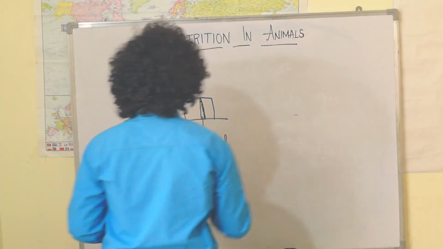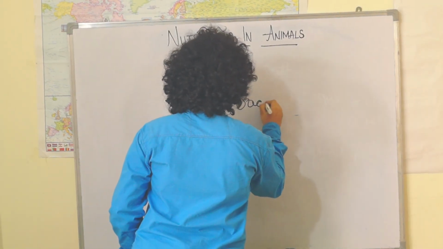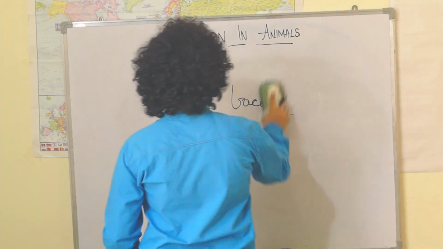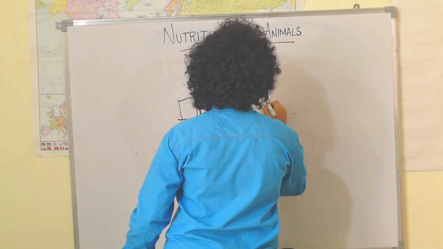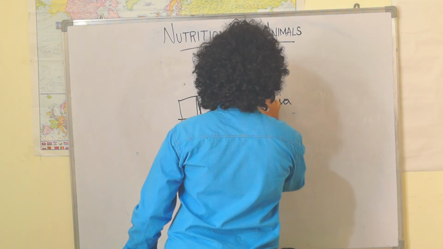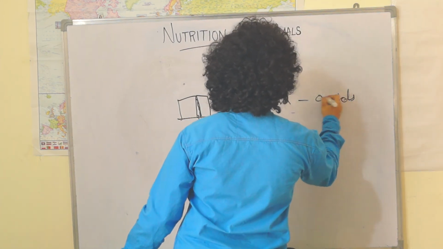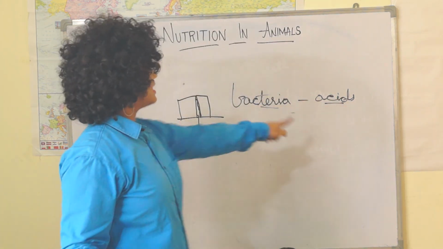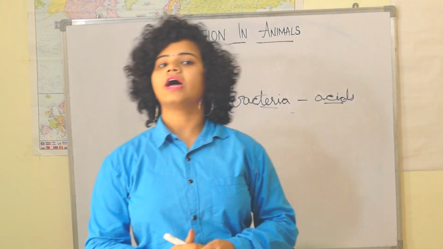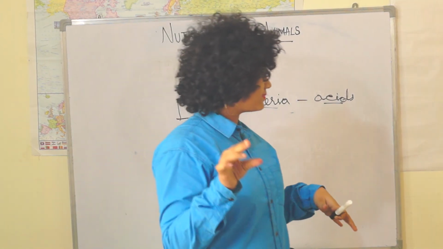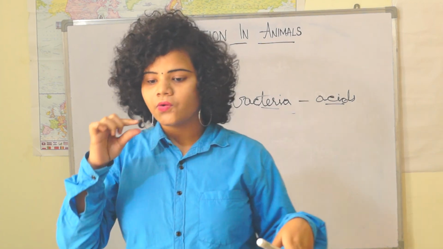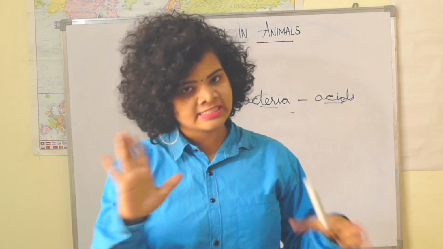this bacteria releases some acids. These acids help to decay your tooth. These acids somehow break the teeth and damage the teeth.